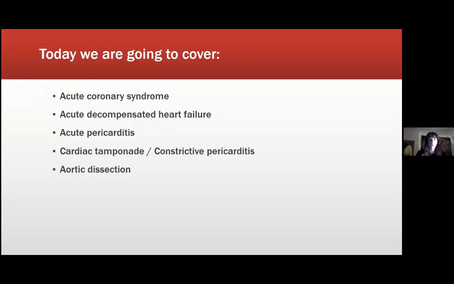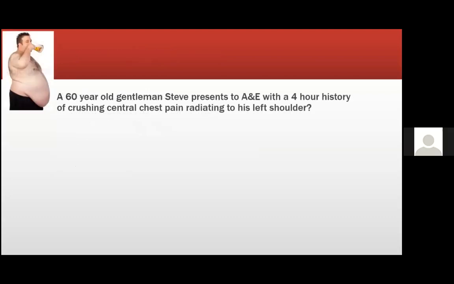So today we're going to cover ACS. We're going to mainly focus on this because that's quite a big topic. And then we're also going to cover heart failure, pericarditis, tamponade, constricted pericarditis, and aortic dissection. So I'm going to try and do it in little cases. Hopefully that'll work. And if you guys can join in and answer when possible, that'd be great.